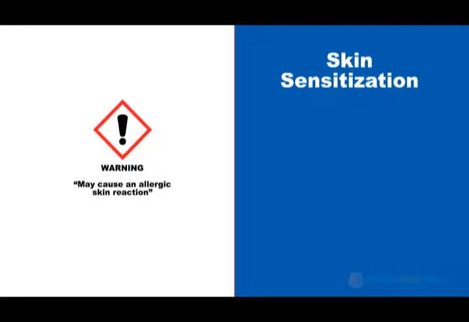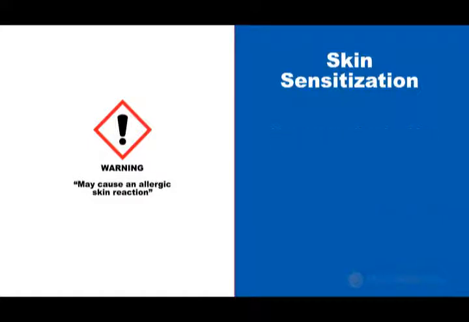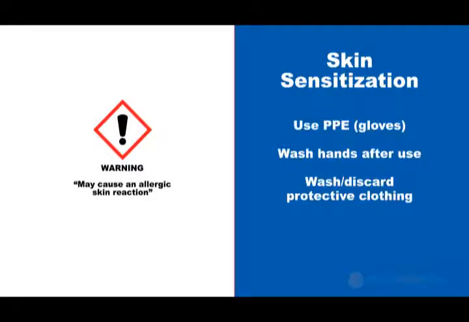Skin sensitization refers to chemicals that cause allergic skin reactions following skin contact. This may appear as redness, rashes, itching, swelling, or blisters at the contact point or elsewhere. To prevent skin sensitization, make sure to use protective equipment such as gloves, wash your hands after using the product, and wash or discard protective clothing after use so contaminated clothing does not come into contact with skin.